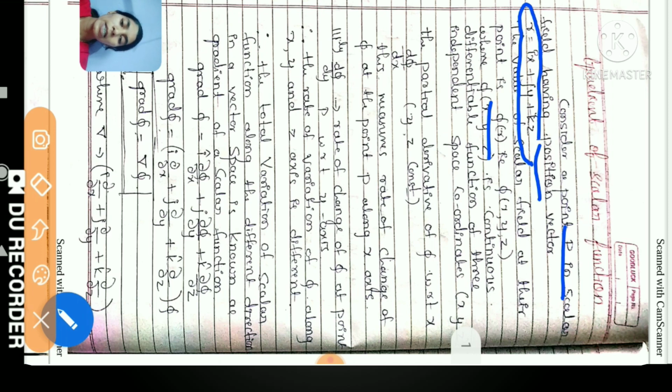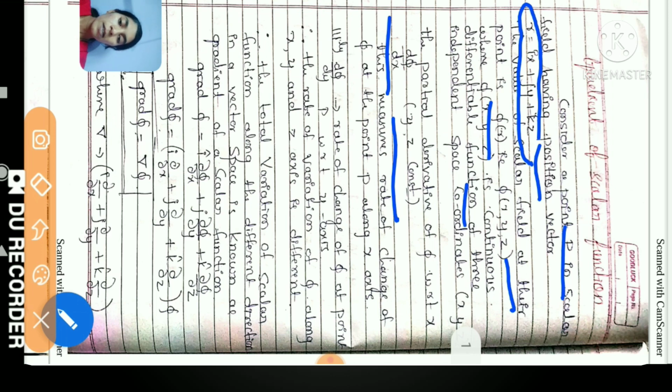We are considering 3D space, so the scalar function has coordinates x, y and z, where phi of x, y, z is a continuous differentiable function of three independent space coordinates, that is x, y and z. The partial derivative of phi with respect to x is d phi by dx. If you differentiate with respect to x, then y and z are constant. So this is the partial derivative d phi by dx.